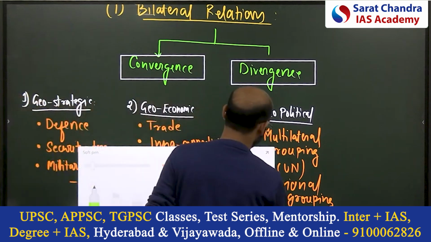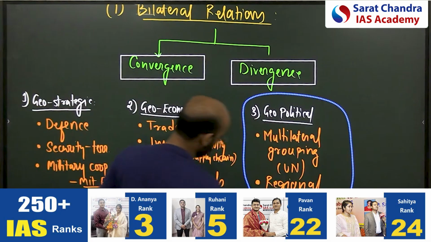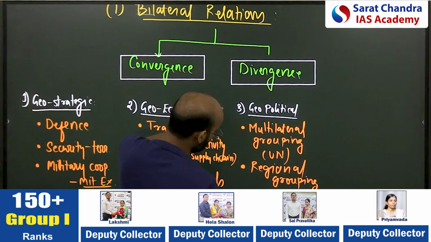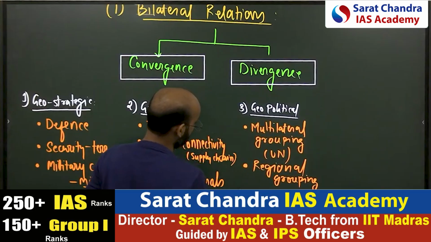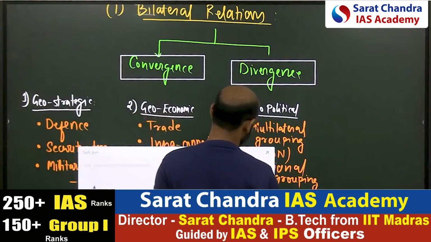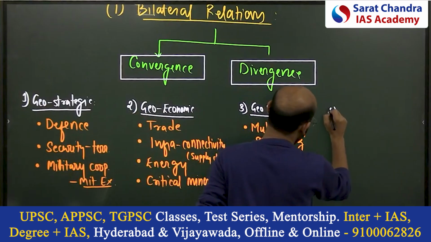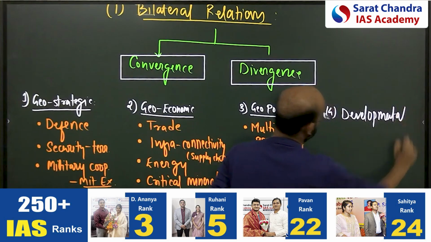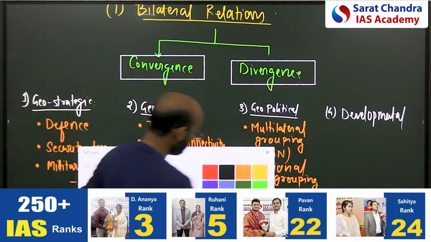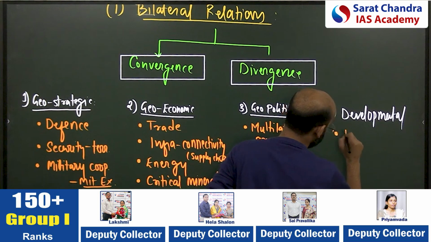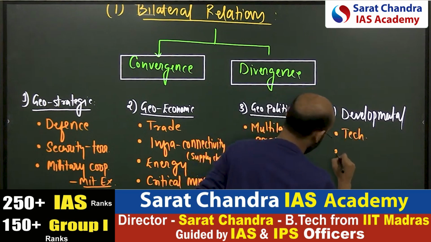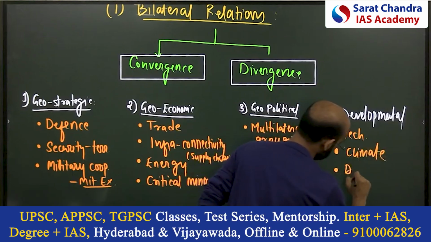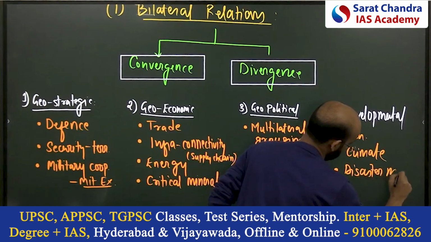Now the next dimension, the fourth. Here we are also going to see the support and divergence and all those things, but two points are enough here. The fourth important aspect is development. Developmental relations. Here it will involve the relationship around technology, relationship around climate change, relationship around disaster management.